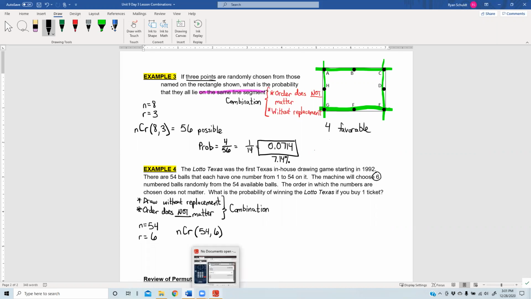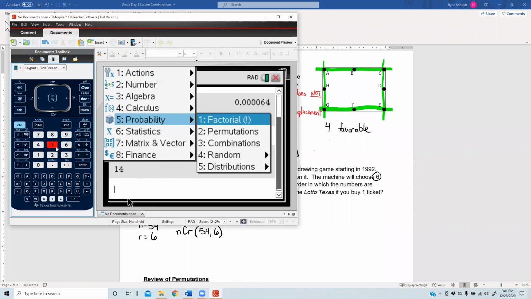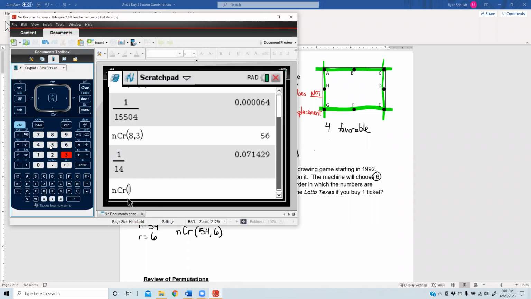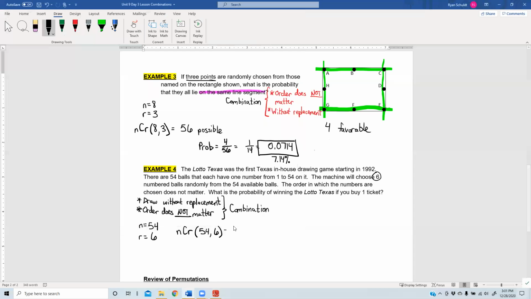Now let's put that in the calculator. You can see it kind of right below my screen still. So menu, probability, combination. We're going to do 54, comma, 6. And that's going to give us a really big number. That really big number is 25,827,165. That's the number of ways they could draw the 6 Lotto balls.